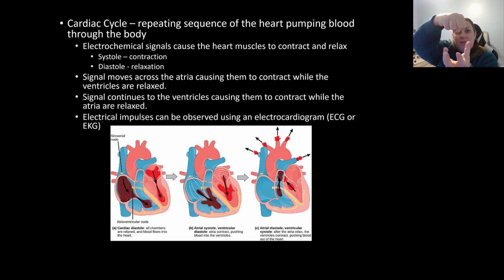Then we see that as the ventricles contract, the atria relax. So it's going to go back and forth like this. These electrical impulses can be observed or seen in a picture type structure with an electrocardiogram. We call this an EKG or an ECG.